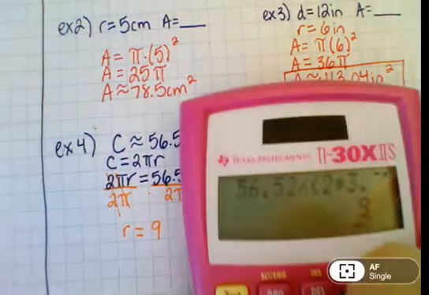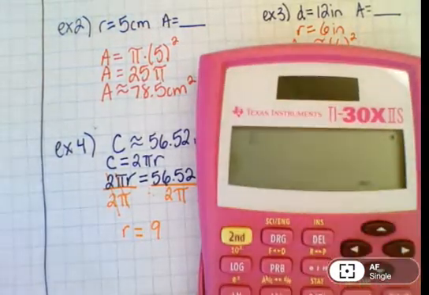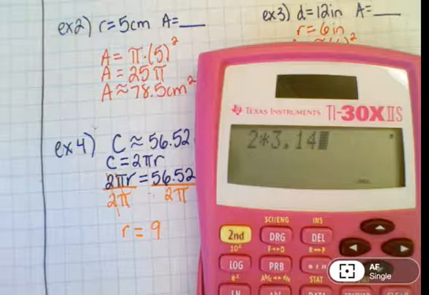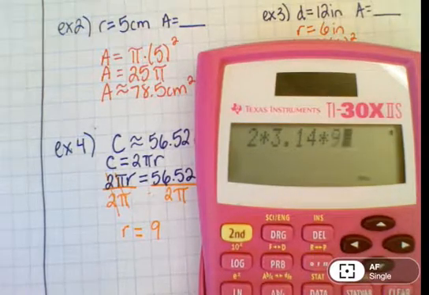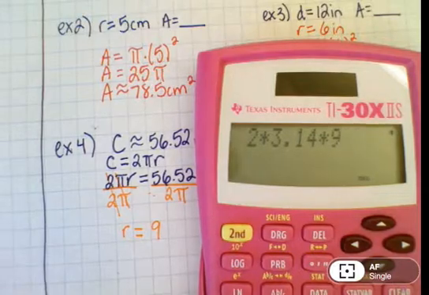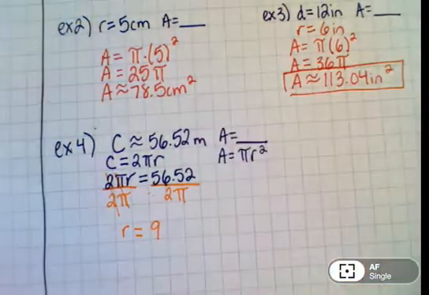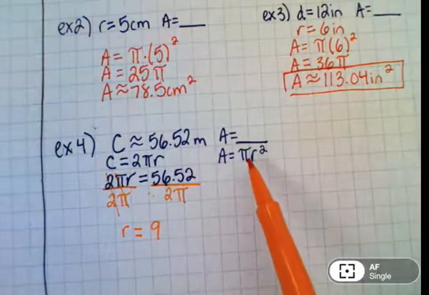And I can double check that by plugging it back in, right? If I do 2 times 3.14 times 9, 2 times pi times what I think the radius is, I get 56.52, the circumference. So now that I know the radius is 9, I can find the area of this circle.